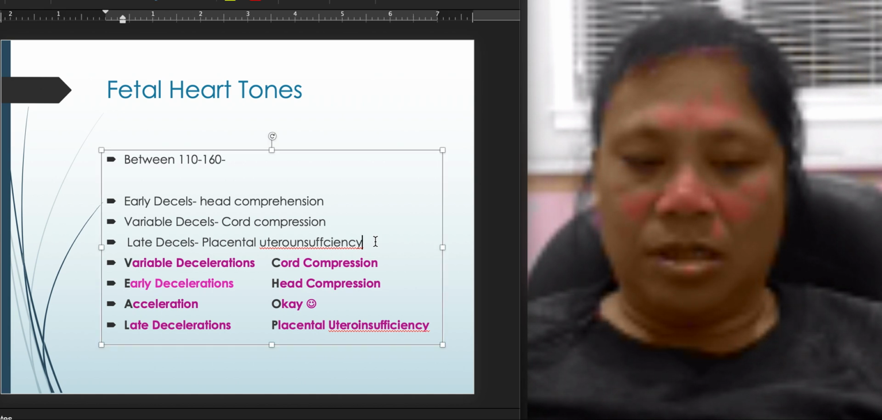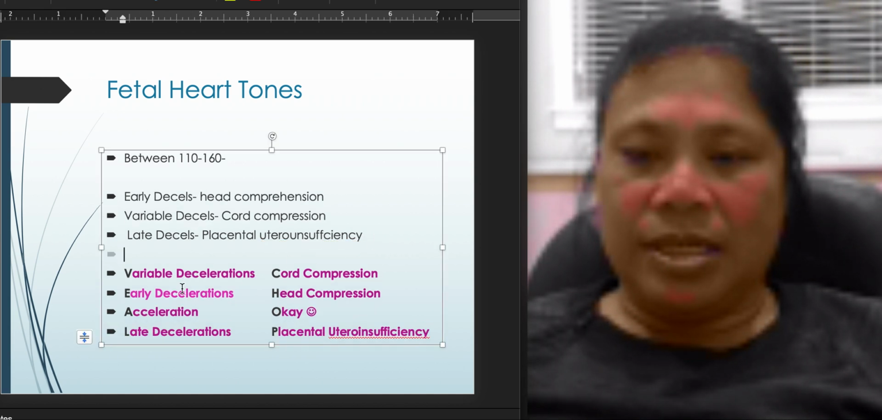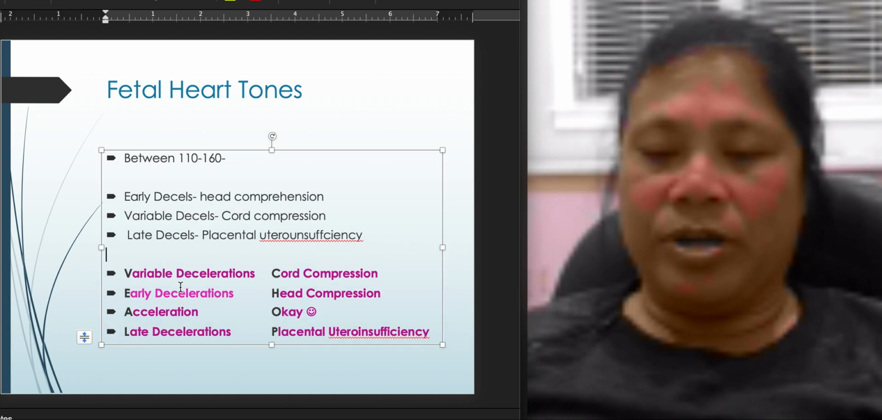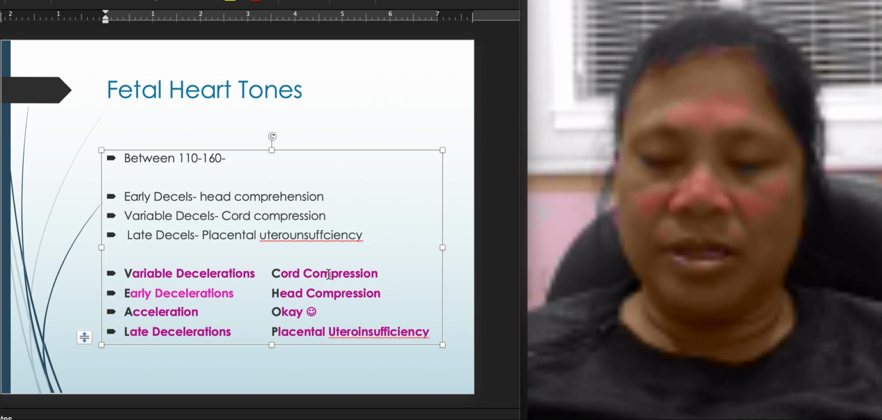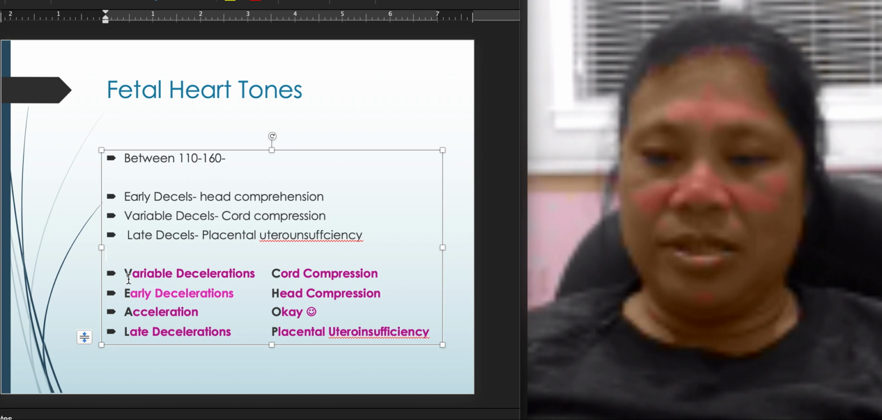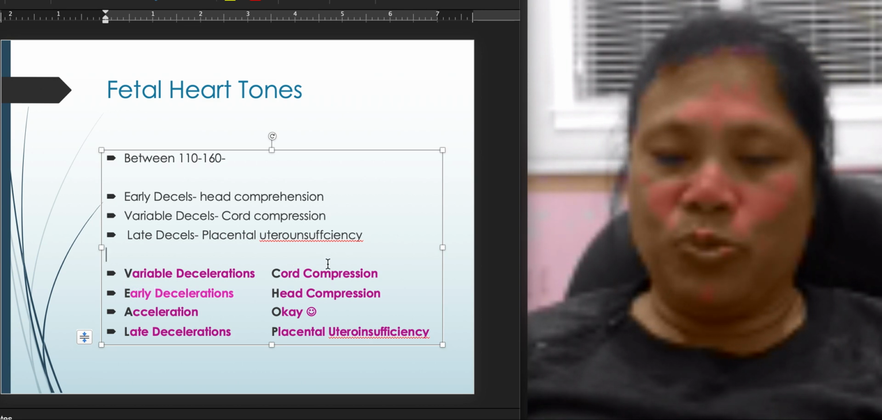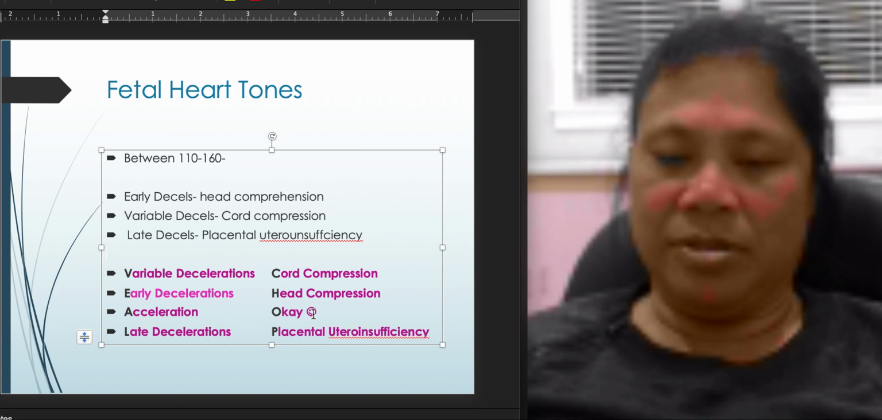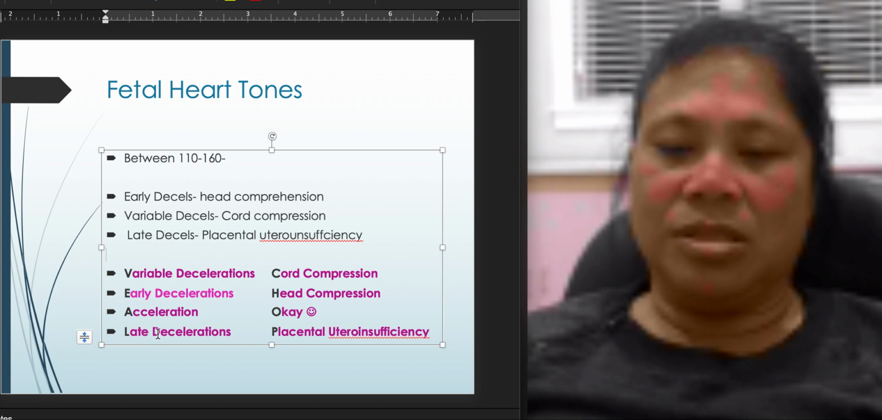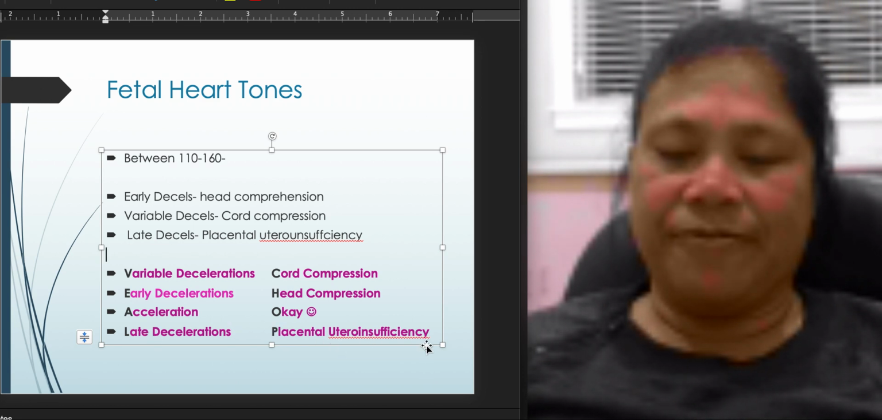Okay, VEAL-CHOP is an acronym for non-reassuring fetal heart rate. For example, variable decels go with cord compression. Early decelerations, you usually see head compression. Acceleration is okay. Late decelerations are associated with placental uterine insufficiency.